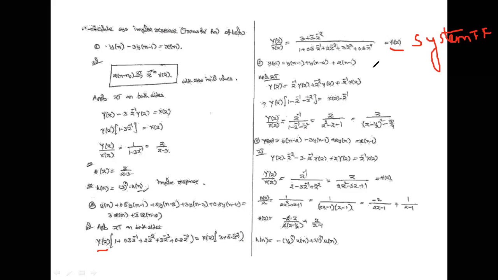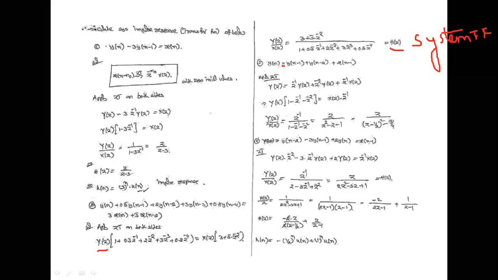And another example also we have here: y of n is equal to y of n minus 1 plus y of n minus 2 plus x of n minus 1. Apply the z transformation on both sides. Y of z is equal to z inverse Y of z plus z power minus 2 Y of z plus z inverse X of z. Take the two terms on the left hand side, 1 minus z inverse minus z power minus 2, take the Y of z as common.